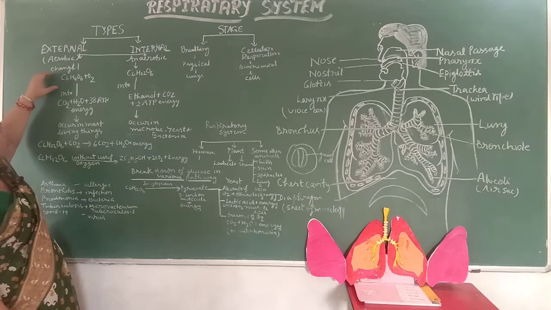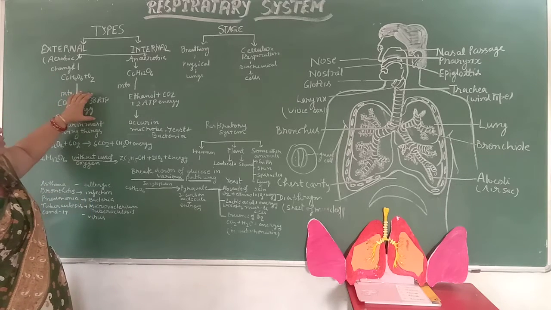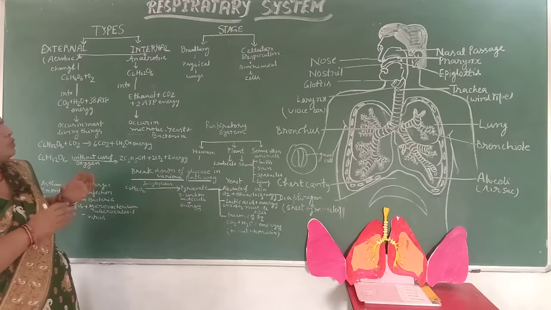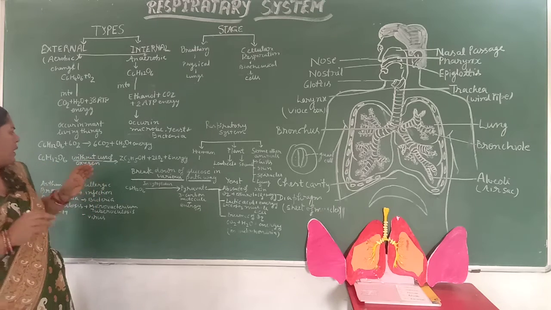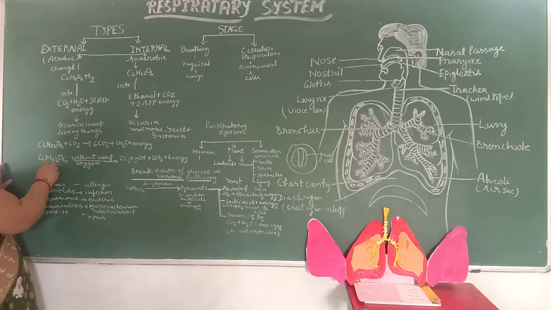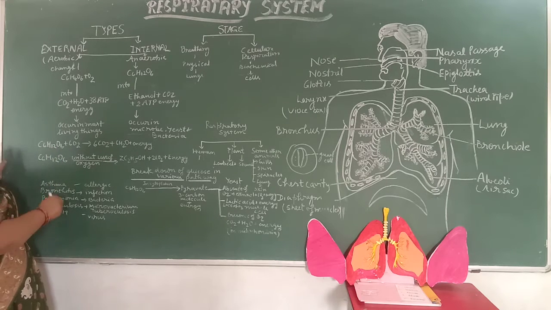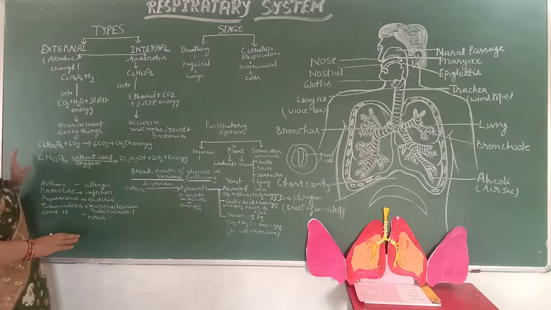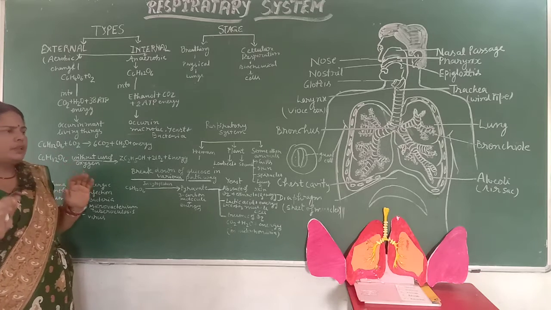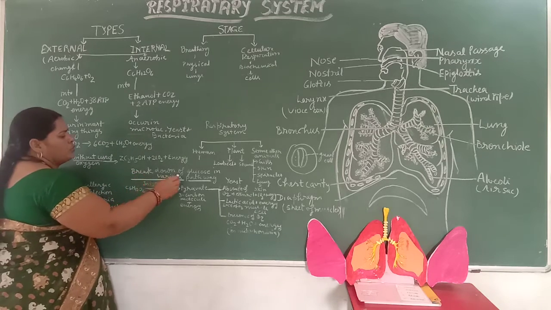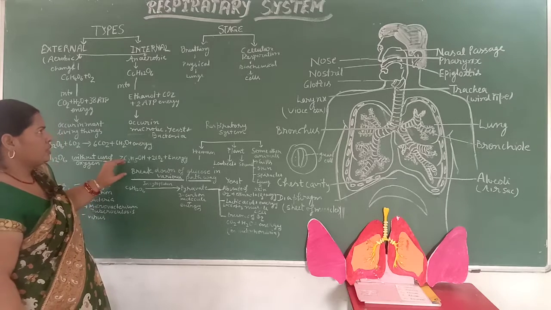In aerobic respiration, a lot of energy is found. In anaerobic respiration, not much energy is found. Again, you see the different steps involved in the breakdown of glucose. How is glucose converted into energy, and how does glucose break down in various pathways, that you see here.